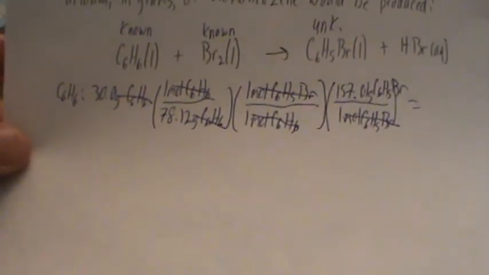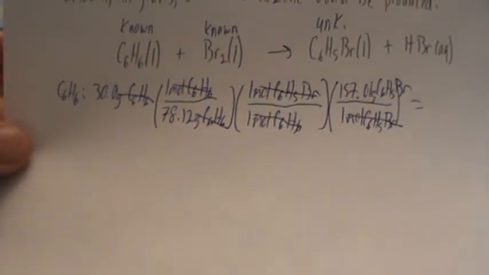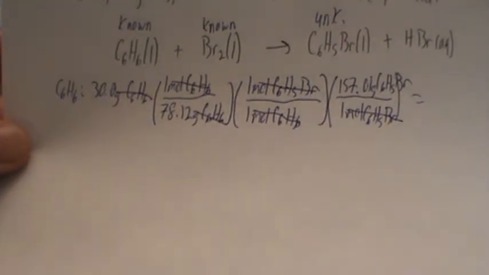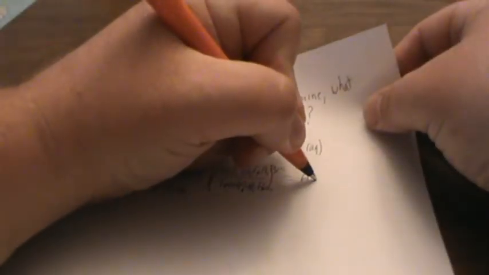So here's our setup. Now let's run this through our calculator and see what our numeric answer comes out to be. I'm going to take 30 times 157.01, divided by 78.12, and I'm coming up with 60.30 grams of bromobenzene.